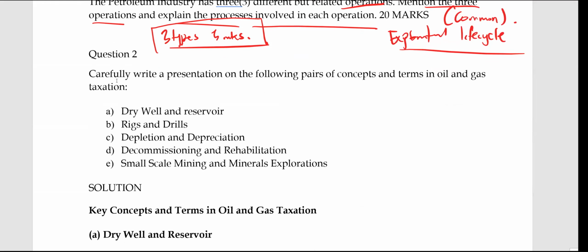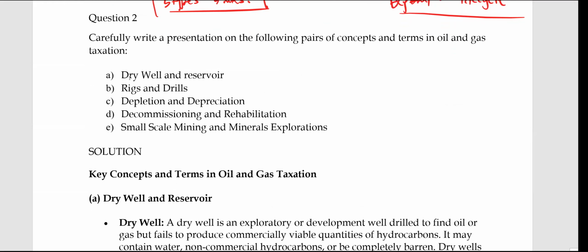Then this type of question can also take a different turn, where they ask you specifics from different areas. So here they are telling you to talk about a dry well and reservoir, rigs and drills. I believe, Gideon, you were mentioning these things, right?